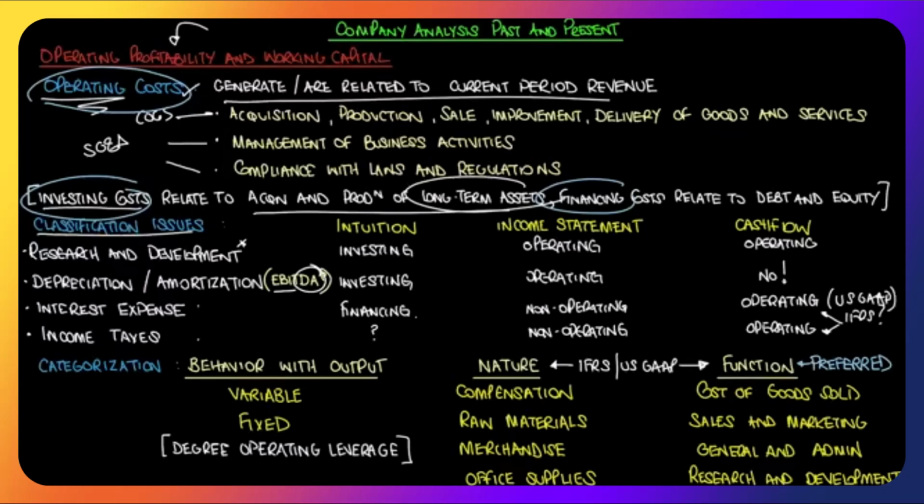How are they categorized in the income statement? The most useful way to categorize them for us as analysts would be to show them according to their behavior with output. Are they variable or are they fixed? Because if they are fixed, they add risk. The higher your proportion of fixed costs compared to variable, the more volatile your operating profit will be. Fixed costs, as the name suggests, are fixed. If you can sell more units, you can increase your revenue without increasing fixed costs.